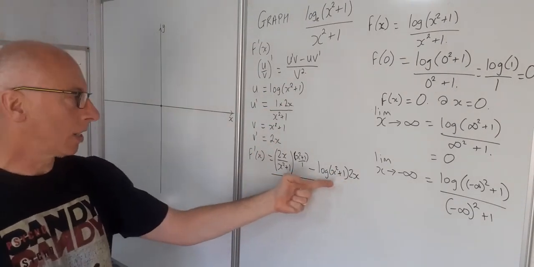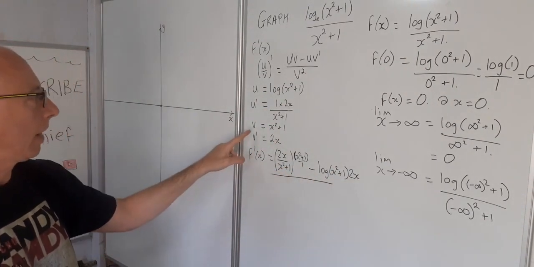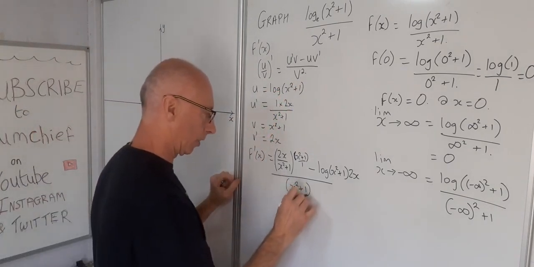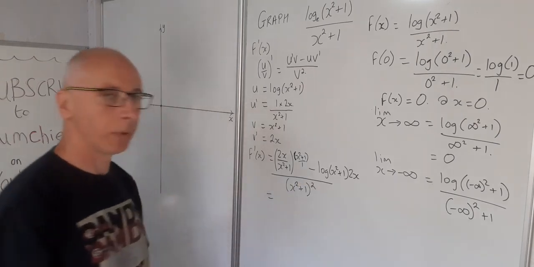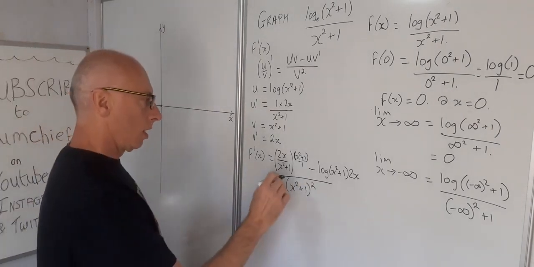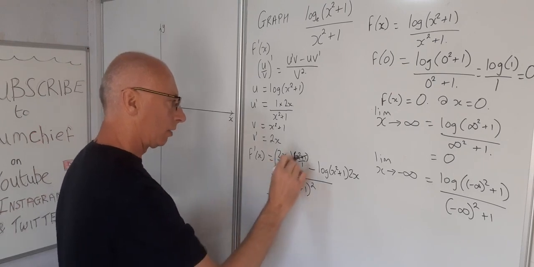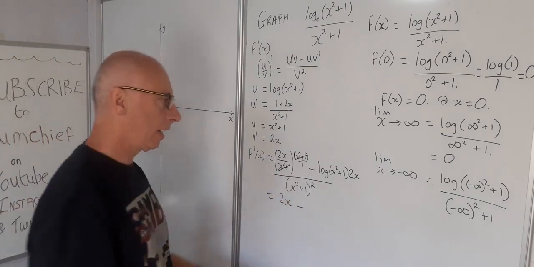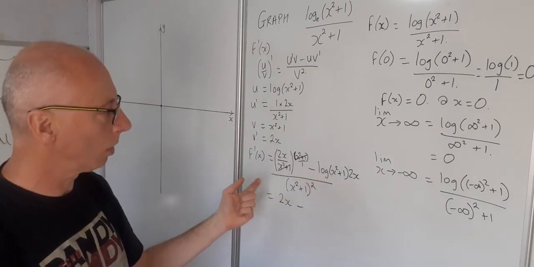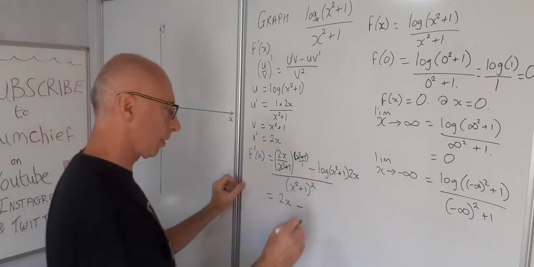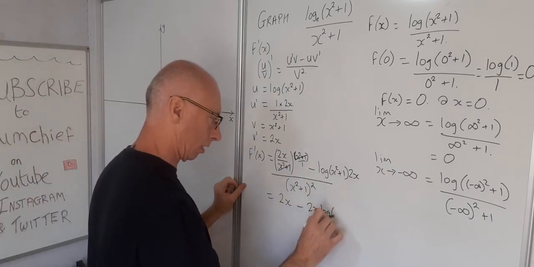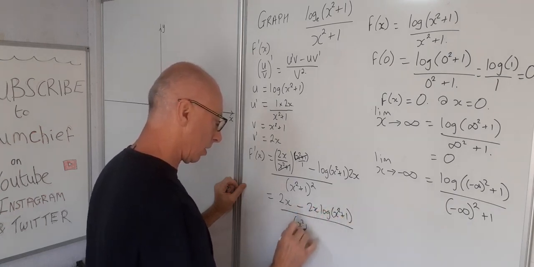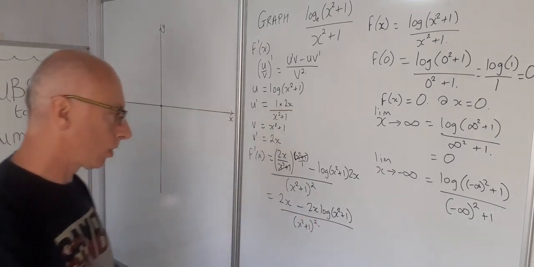So that's our numerator. It's looking a little bit messy. And then our denominator is v squared, which is x squared plus 1 squared. Okay, let's simplify this up a little bit. So these two will cancel out. So that's just going to leave us with our 2x. And then here we've got log of x squared plus 1 times 2x. Nothing we can do to simplify that. But I'm going to bring my 2x to the front. And then that's still over this squared term on the bottom, x squared plus 1 squared.